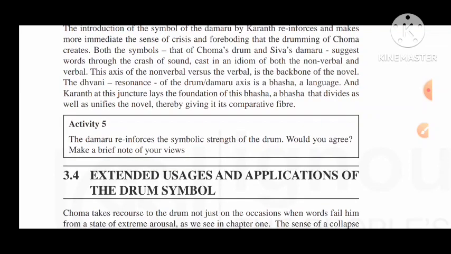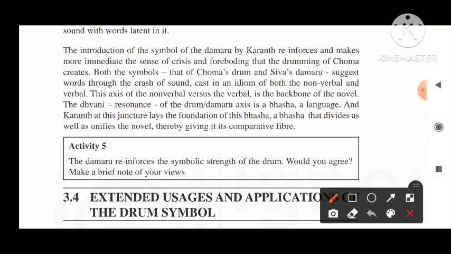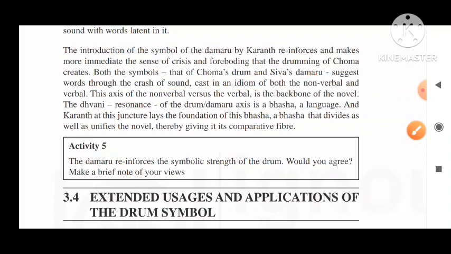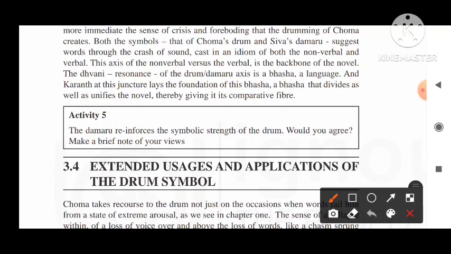Both the symbols, that of Choma's drum and Shiva's damaru, suggest words through the crash of sound cast in an idiom of both non-verbal and verbal. Okay, here is the main key point. You can note down: both the symbols, Choma's drum and Shiva's damaru, suggest the words through the crash of sound cast in an idiom of both the non-verbal and verbal. The axis of the non-verbal versus the verbal is the backbone of the novel. So here is the main key point. You can note down: the axis of the non-verbal versus the verbal is the backbone of the novel.